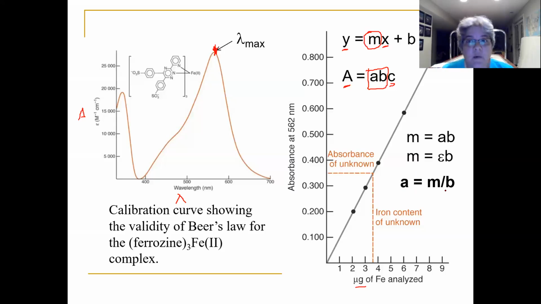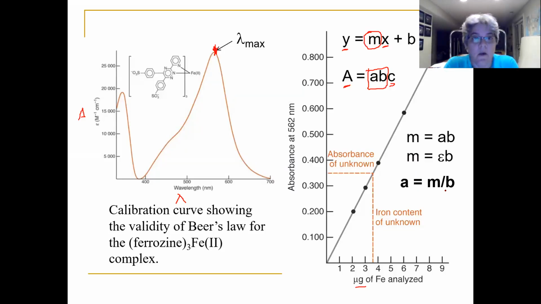And you will see a problem like this in your homework today as well. So two different ways we do calculations with Beer's law. Sometimes we have two different solutions like the previous. More commonly, you would have an equation of a line, and you have to do a calculation that way.